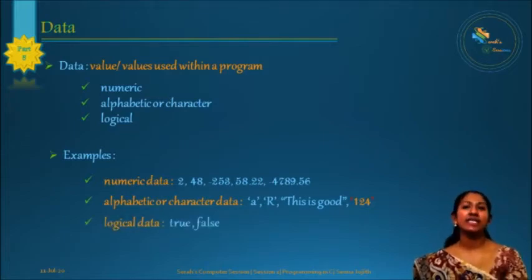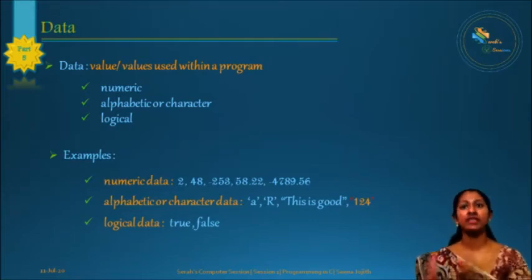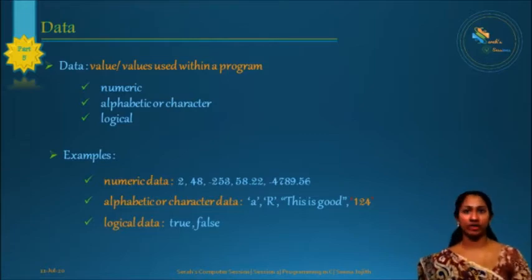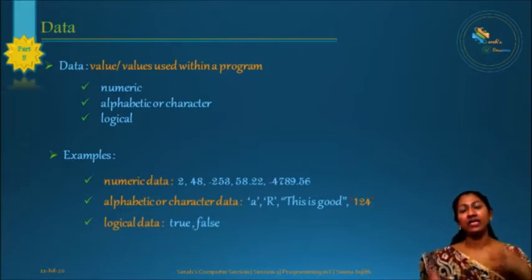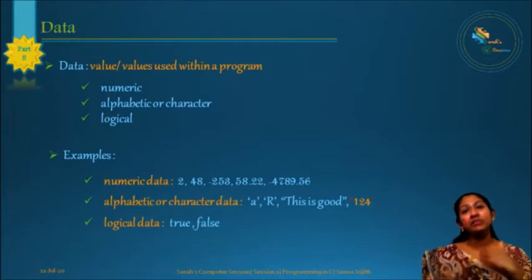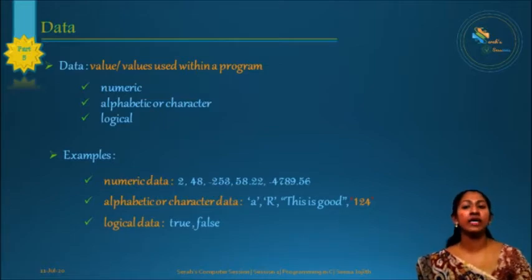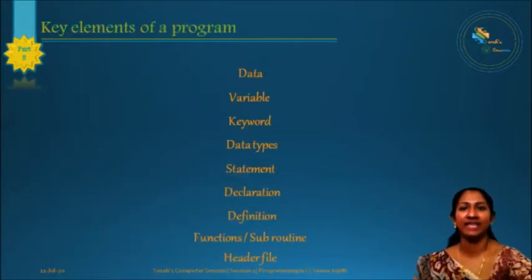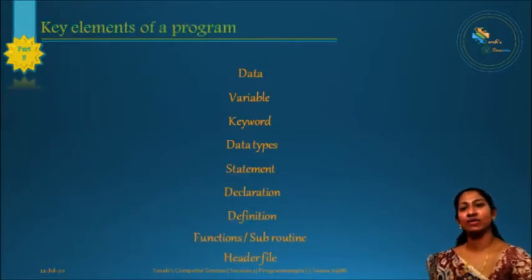Now, an example of logical data is true or false. If a condition is true, what do we do? If a condition is false, what do we do? So the result of the condition is also data. That data is not what we input. That data is actually determined by the compiler, the computer itself, according to the condition. So I hope you understood what data is. Now next we'll move on to variable.